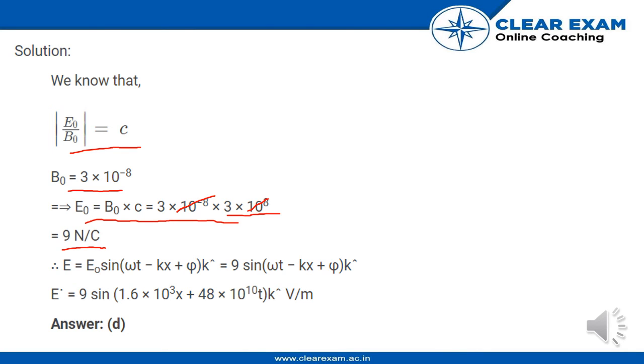Now E is E naught sine omega t minus kx plus omega. So just put the value for E naught in this. So E will be 9 sine 1.6 into 10 to the power 3 x plus 48 into 10 to the power 10 t. So the correct option is D.